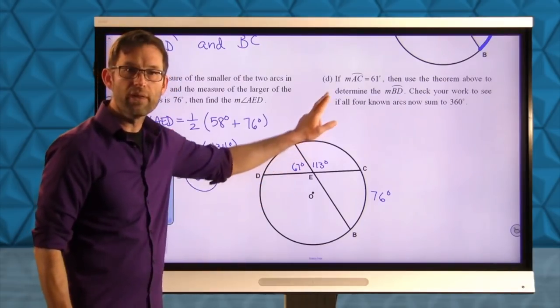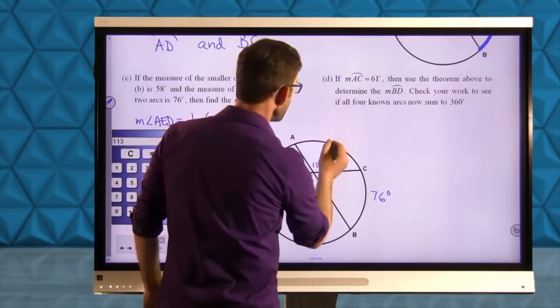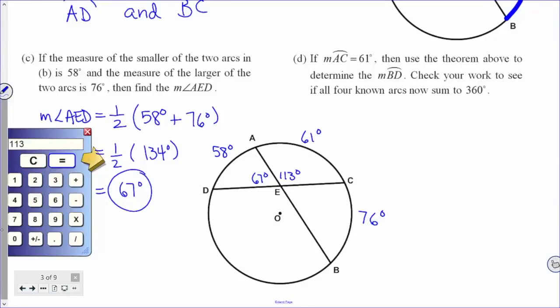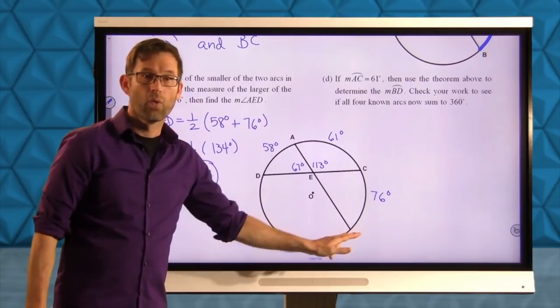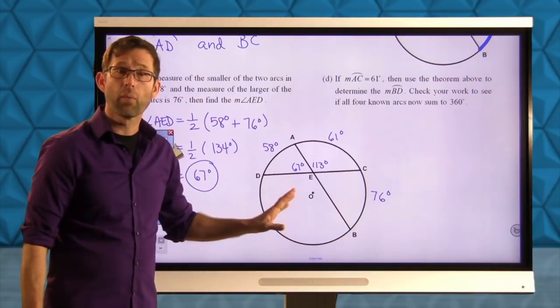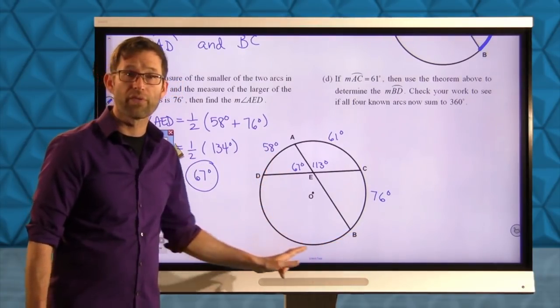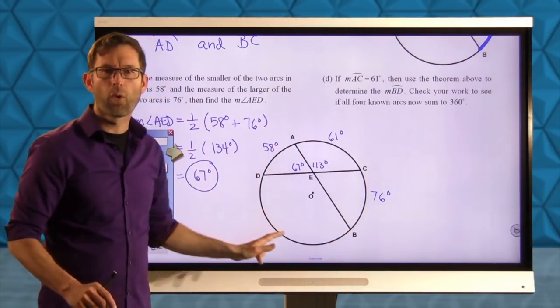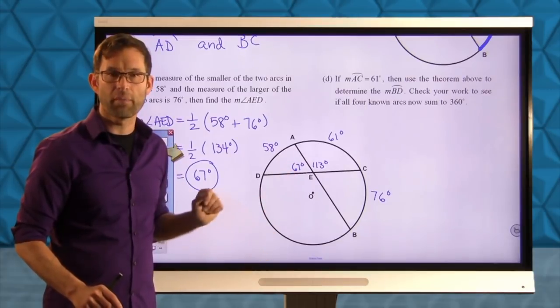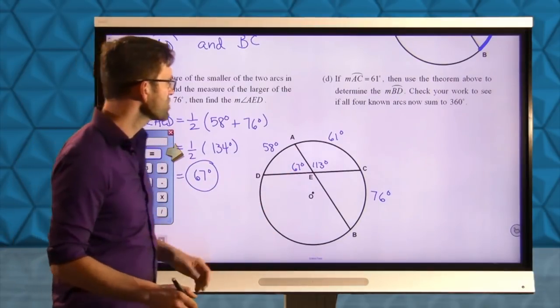Now I've been told in the problem that arc AC is 61 degrees. Now obviously I could use that to then figure out what the measure of that arc is. But what I want to do is I want to use the theorem to figure out the measure of arc BD, and then use the fact that all 4 arcs should sum to 360 to check my answer here. So how can I actually do that?